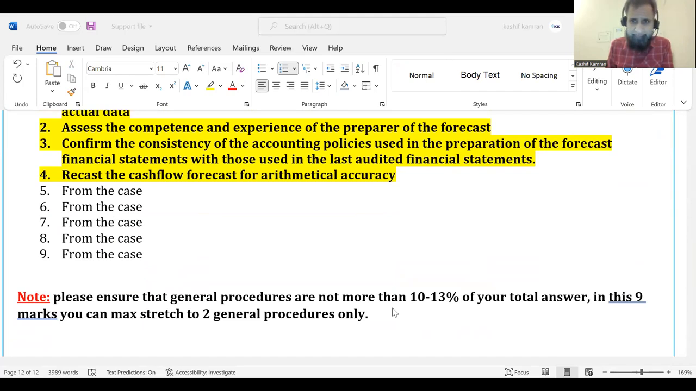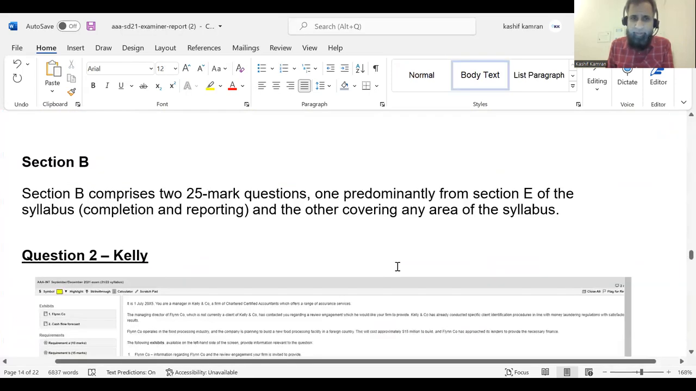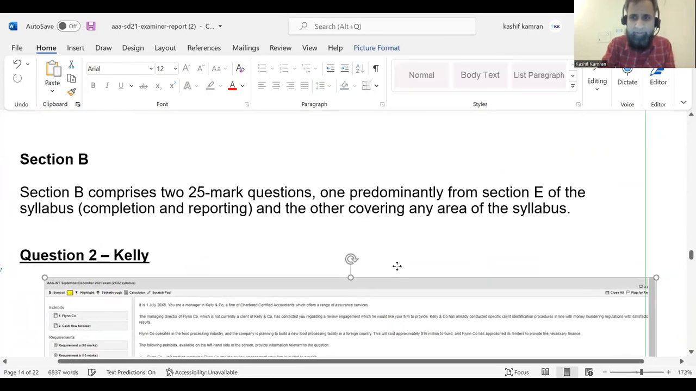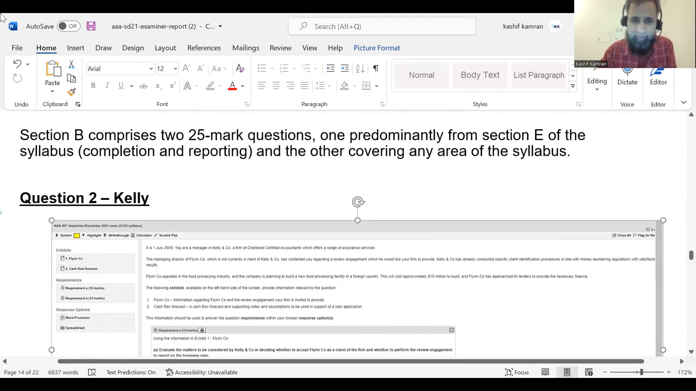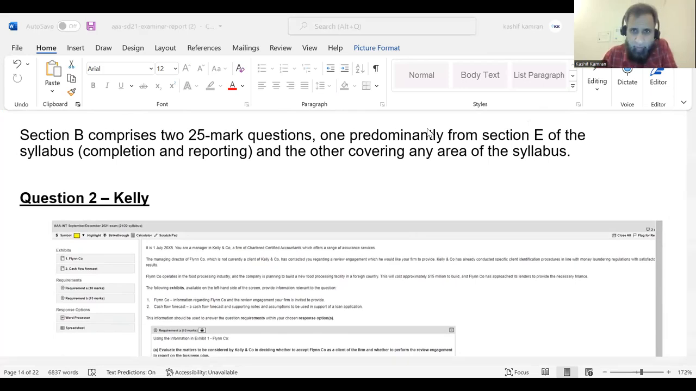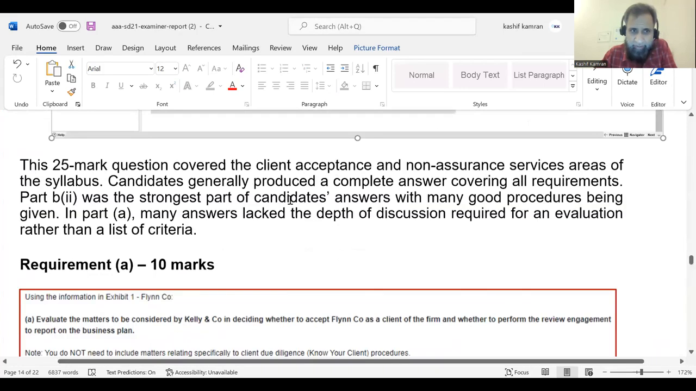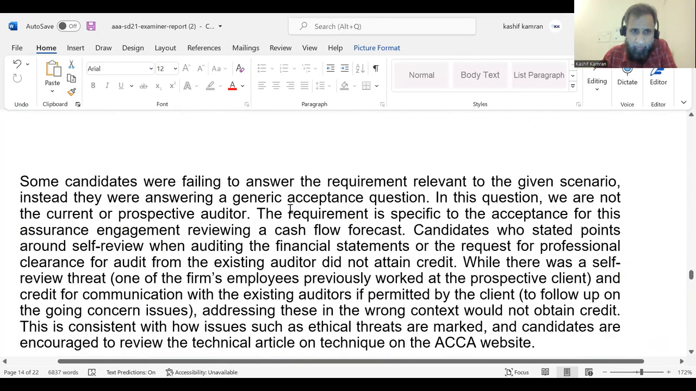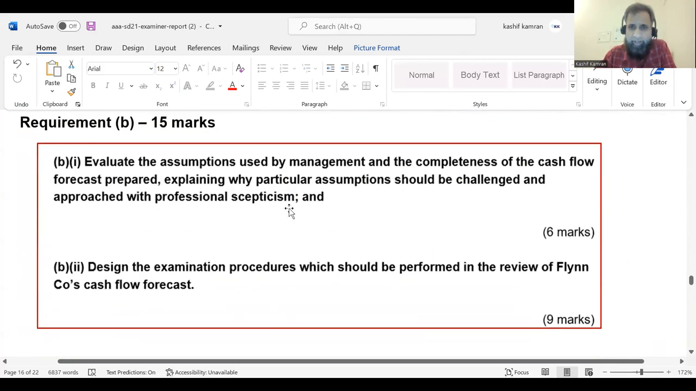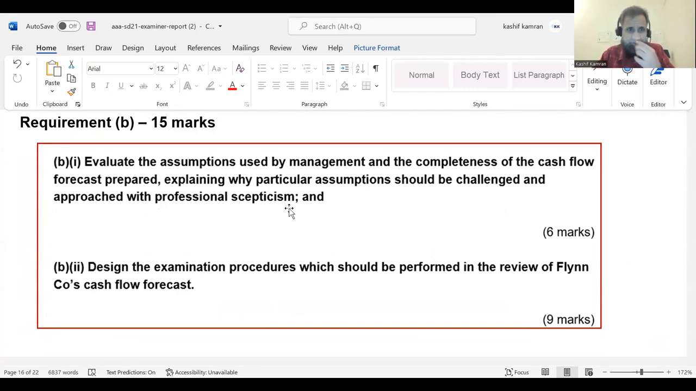Examiner report. Okay. Can you see the examiner report in front of your screen for question number 2, Kelly? Please confirm that. Okay, we are looking at the second part, right? So I'll go down and down till we reach the requirement of 15. Can you see the question we are doing? B part 15, design the procedures and evaluate the assumptions. I just want to show you the criticism of the examiner on procedures.